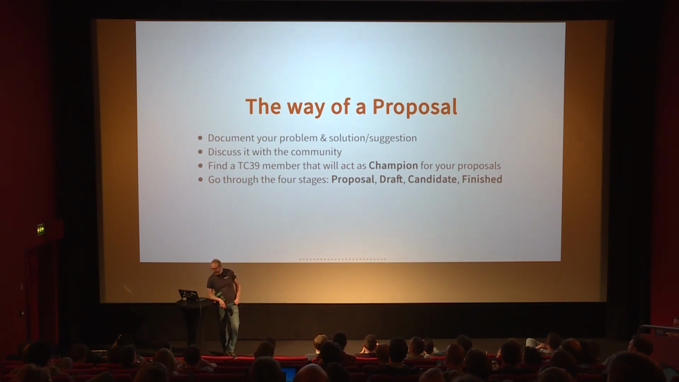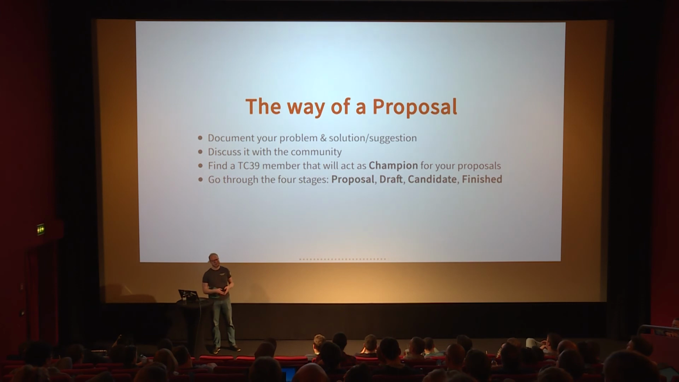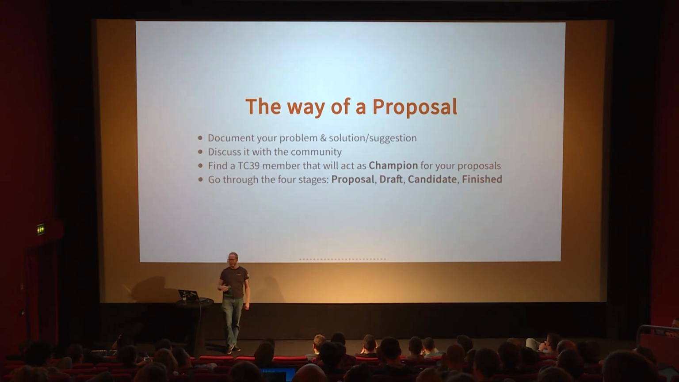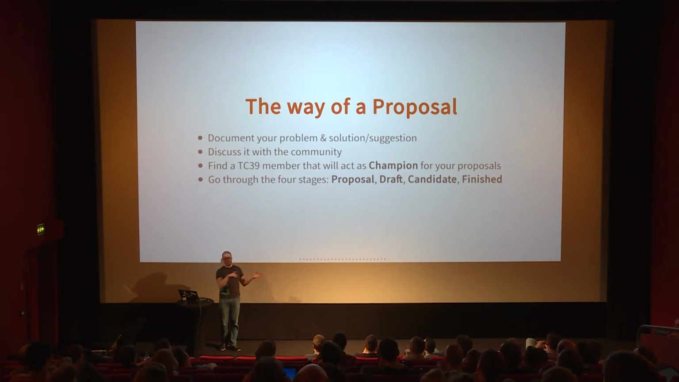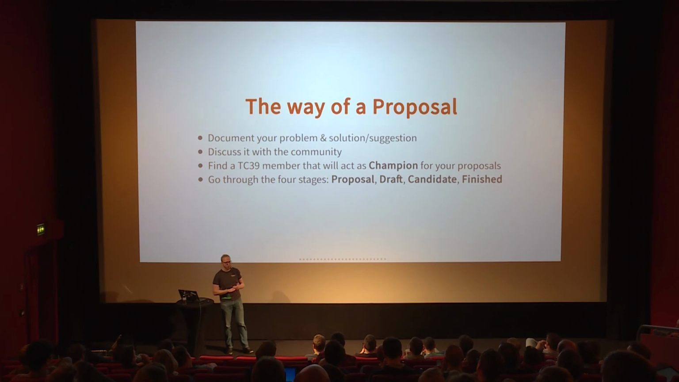And essentially, you would have to find a champion that says, "Oh yeah, so great! I really want that in the language." And then he would be a champion. He would say, "Okay, let's make a proposal." That proposal would be its own repository, but already inside the TC39 GitHub organization, and then you go through those 4 stages of proposal, draft, candidate, and finished. So stage 1, 2, 3, and 4.